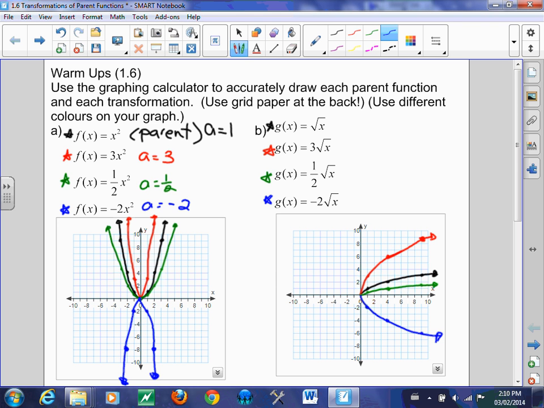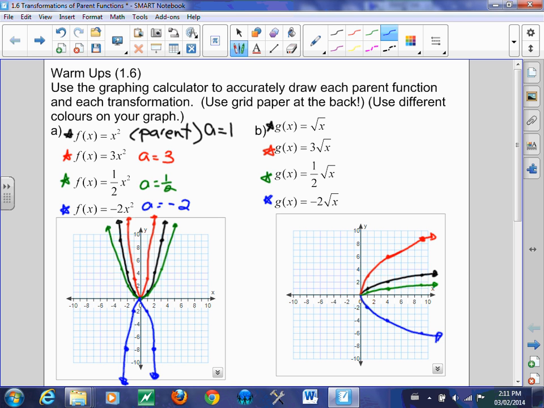Just remember, A tells us 2 things in this case. Negative means that it reflects over the x-axis, that's why you see it opening down, as well as 2 means the step pattern instead of 1, 3, 5 is going to be 2, 6, and 10. Which means it's more narrow. It's being stretched by a factor of 2.